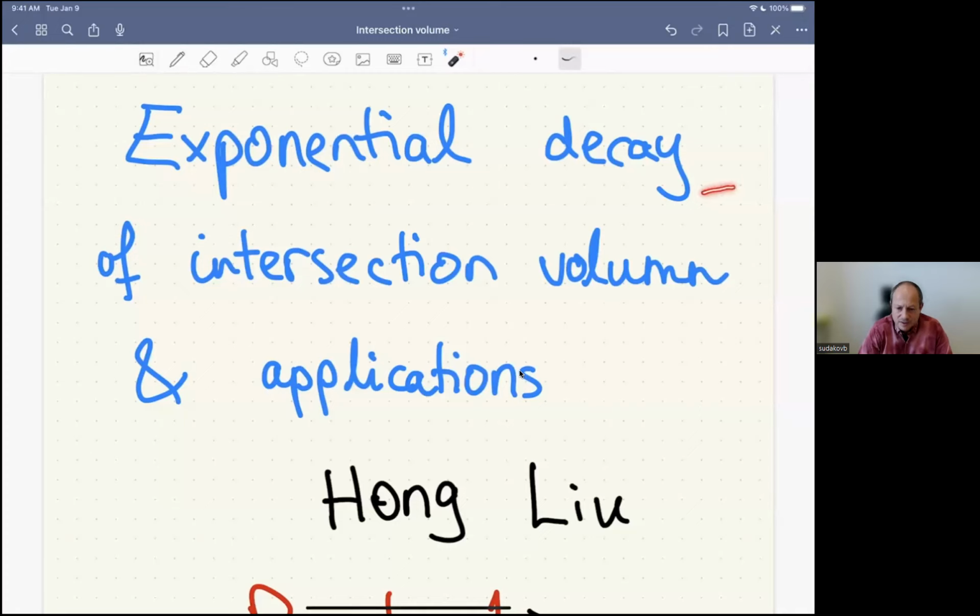Great. So it's a great pleasure today to have Hong Liu from IBS Korea, right? It's IBS, right? Yes. Oh, right, yeah. And he will tell us really interesting results about exponential decay of intersection volume and application to various subjects.